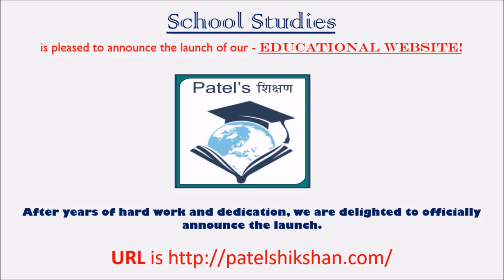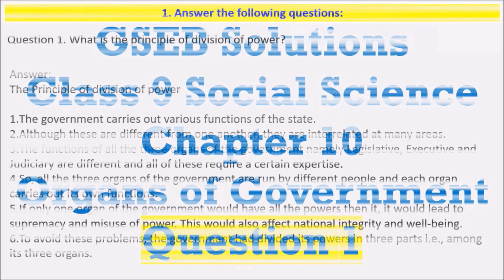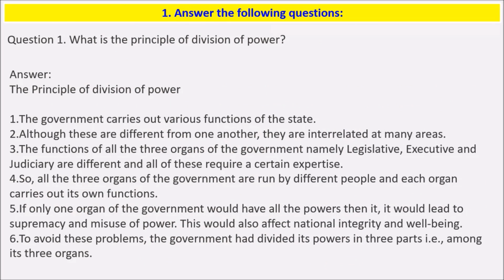Today we will see a video related to GSEB Solutions Class 9 Social Science Chapter 10 Organs of Government Question 1. So let's solve the textbook exercise. The first question is, what is the principle of division of power?